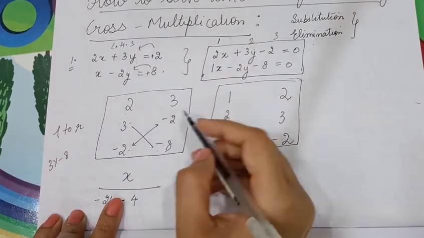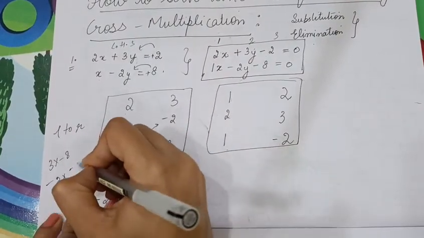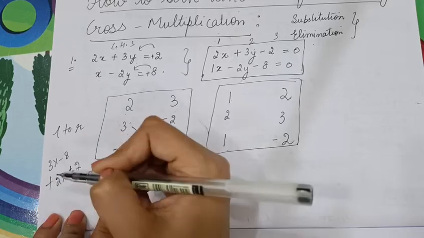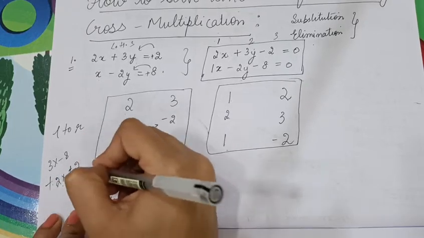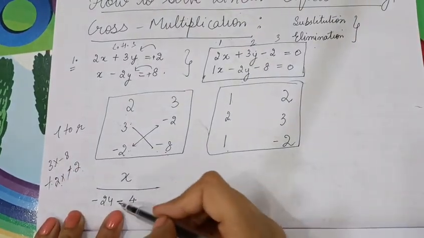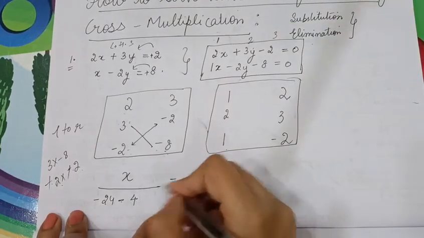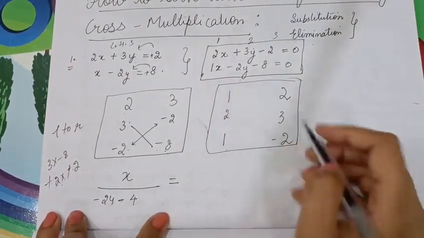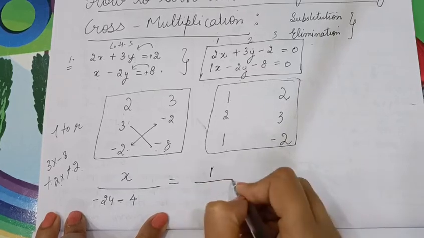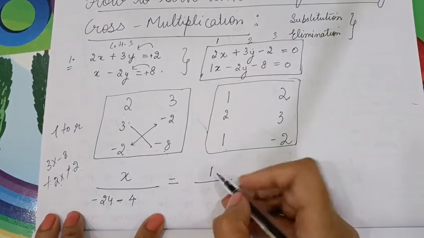Then these two, minus 2 into minus 2. Actually, the minus and minus signs will get cancelled. So 2 into 2 is 4. So this minus this. X by this number we will write now. Here in the numerator we will write 1.